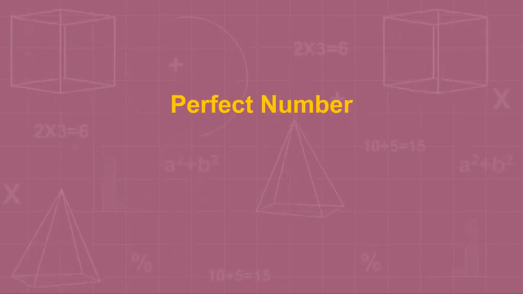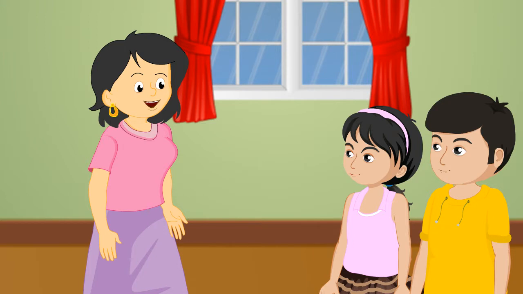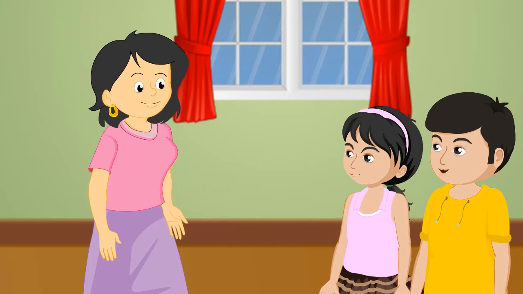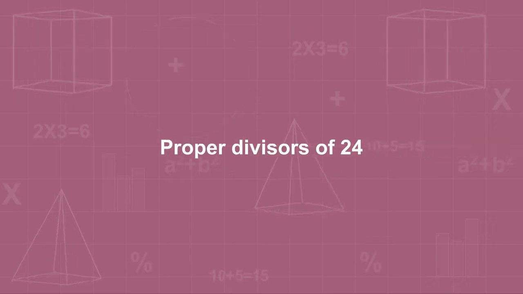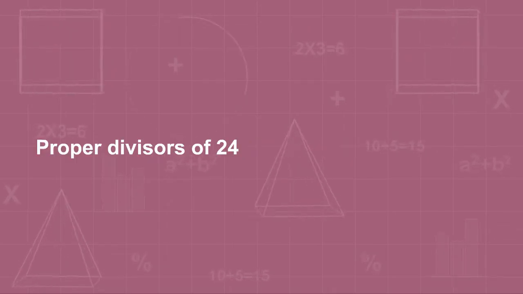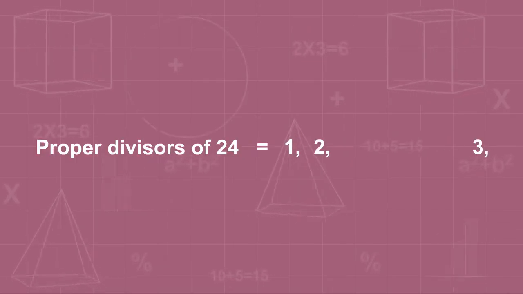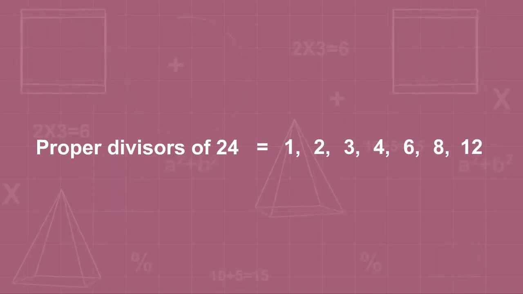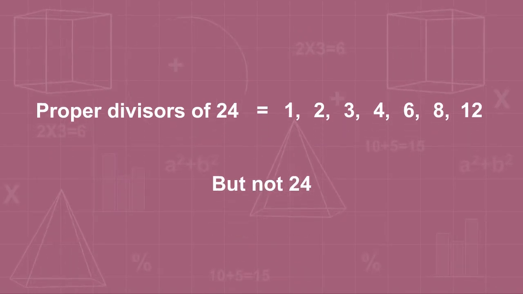Perfect number. Rita and Varun, can you tell me what a proper divisor is? Proper divisors of a number are the factors of that number except the number itself. Very good. For example, proper divisors of 24 are 1, 2, 3, 4, 6, 8 and 12, but not 24.